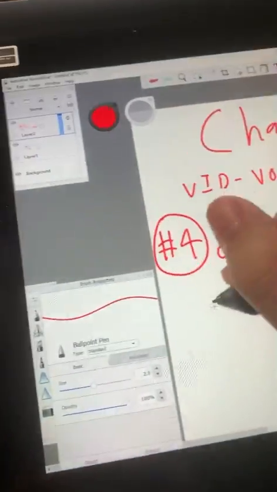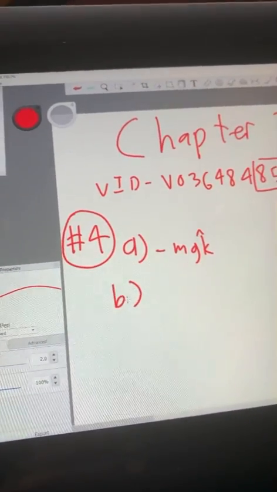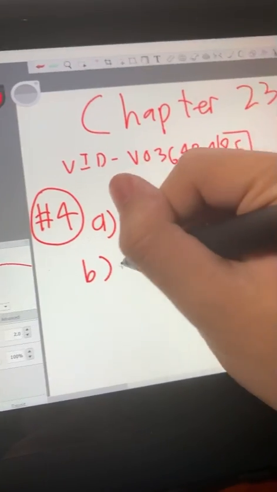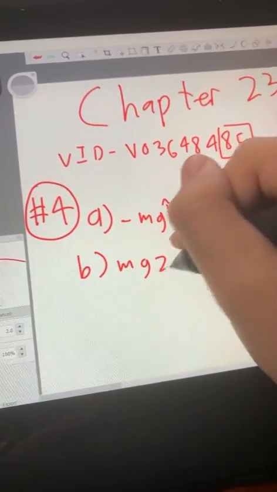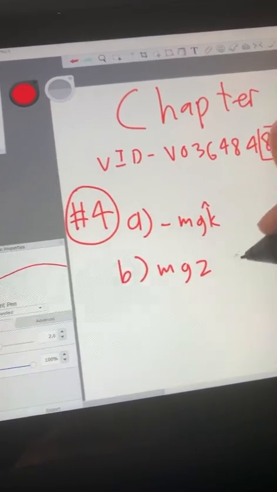Part B asks us, now find the gravitational potential energy Uz of the object when it is at an arbitrary height z. Take zero potential to be at position z equals 0. Keep in mind that the potential energy is a scalar, not a vector. So, for part B, we would express this in mgz due to it being a scalar instead of a vector.